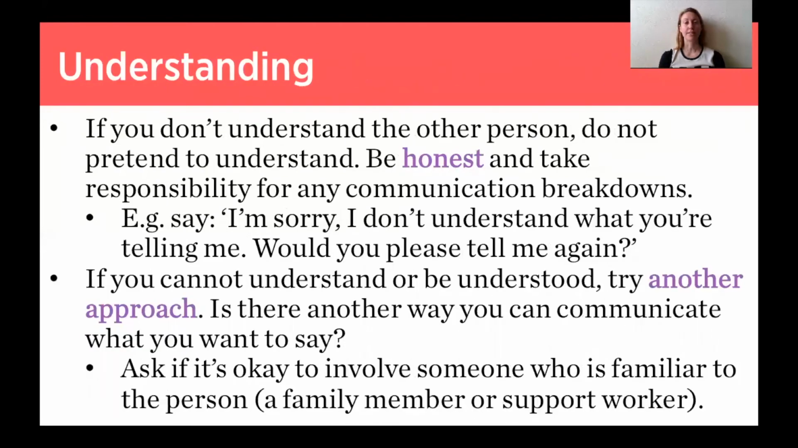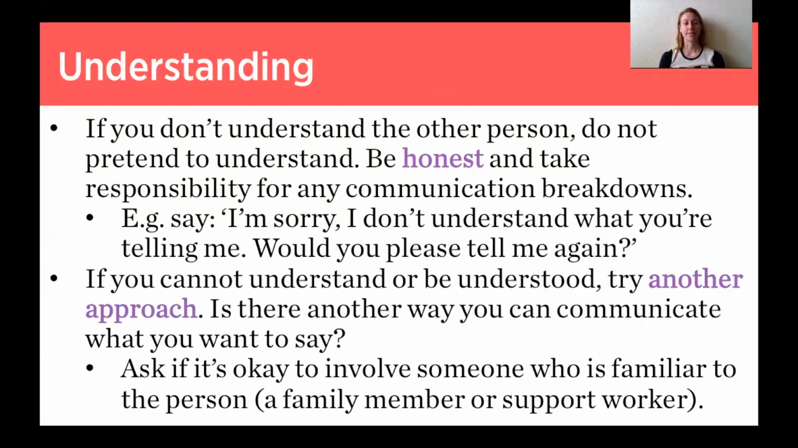If you don't understand the other person, so this also works in the other way as well, don't pretend you understand. Be honest and take responsibility for any communication breakdowns. For example, say, "I'm sorry, I don't understand what you're telling me. Would you please tell me again?"